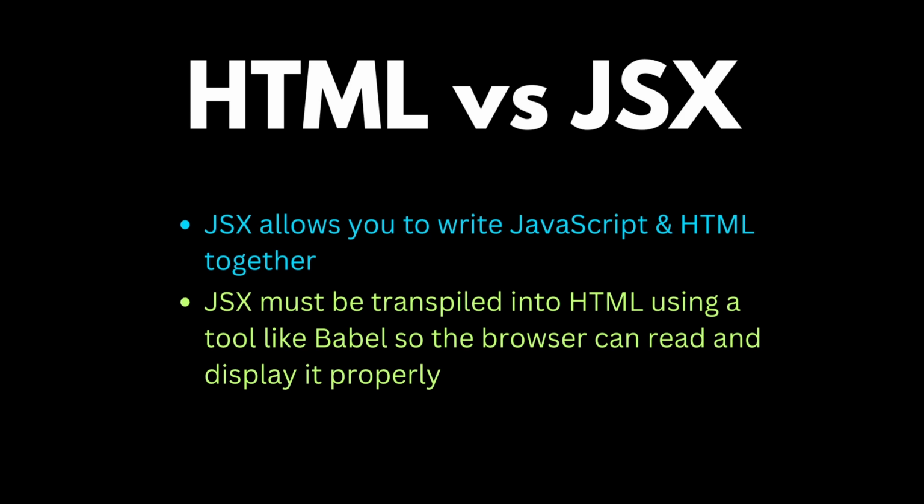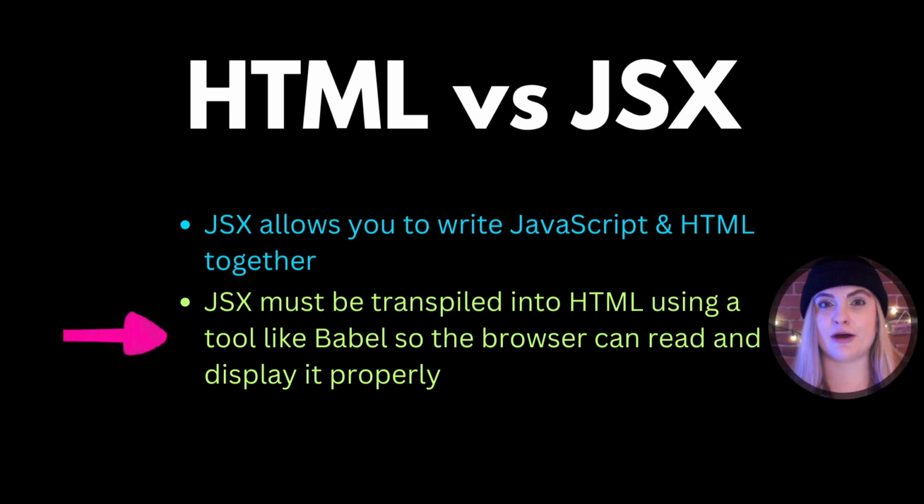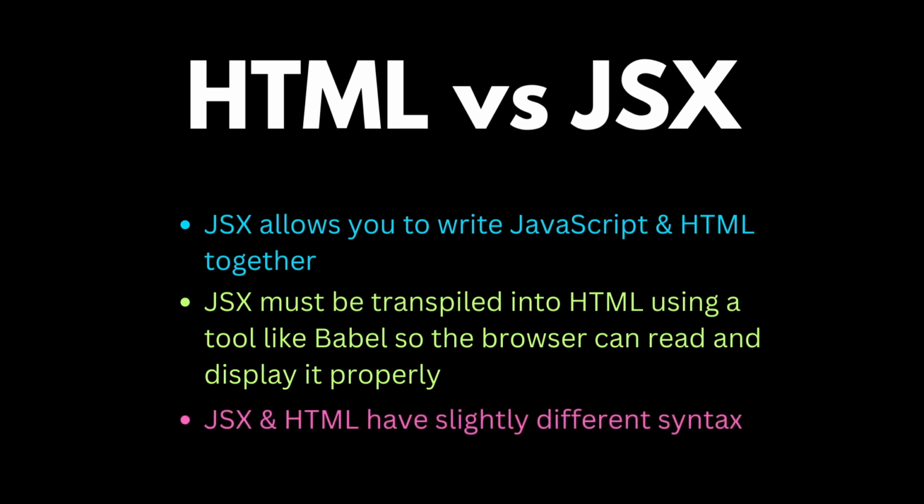JSX has to be transpiled into HTML. You have to use some sort of tool like Babel that will then transpile your JSX into HTML. But that's not something that you really have to worry about on the day-to-day. It's most important when you're setting up your project, but we can go into that further in another video. JSX and HTML have slightly different syntax, which we'll go into now.